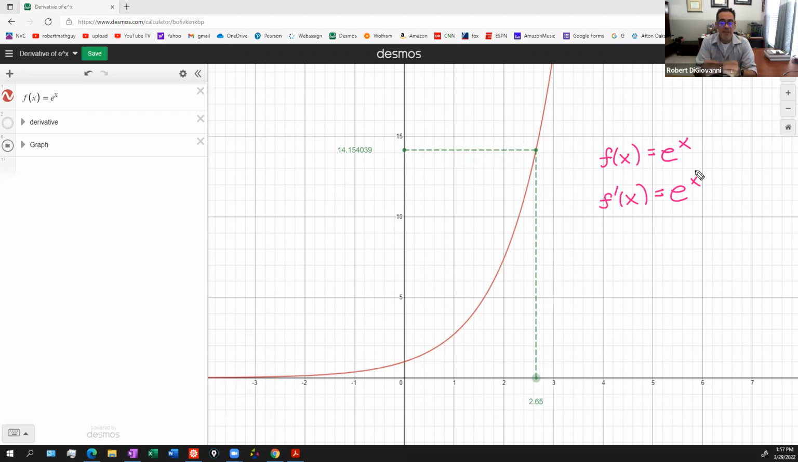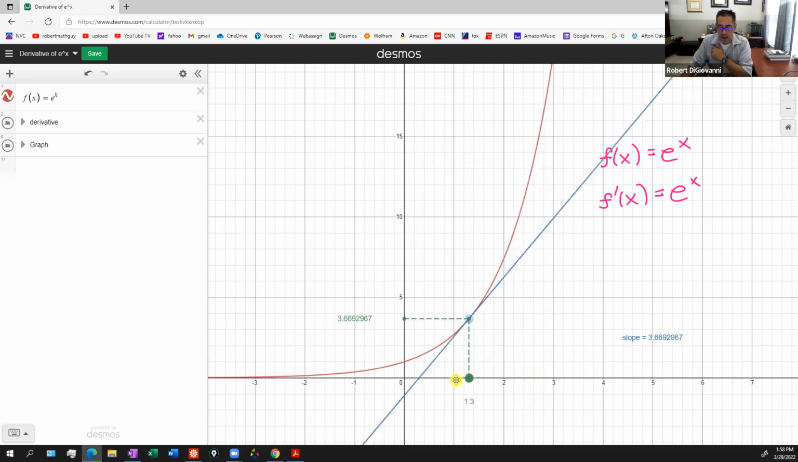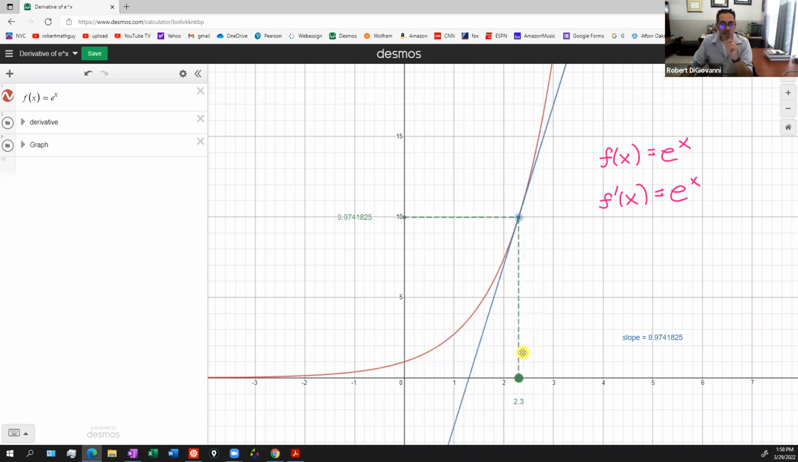It is the only function where the slope of the tangent line will always be equal to the y value of that point, whatever x value you're at. You go to the y value, that y value will always match the slope of the tangent line for every point on the curve. Doesn't matter where you are, they will always match. It is the only function that behaves that way, the only one in existence.